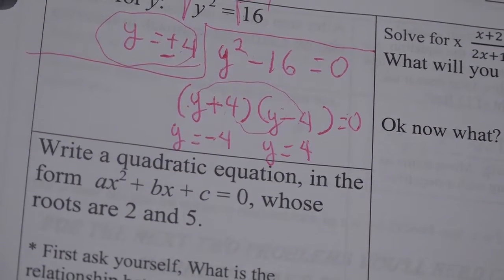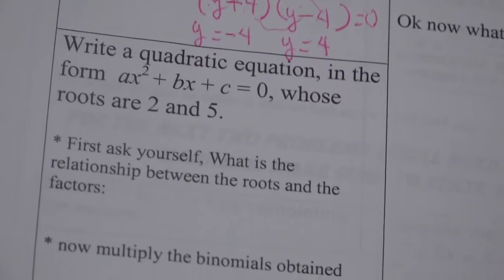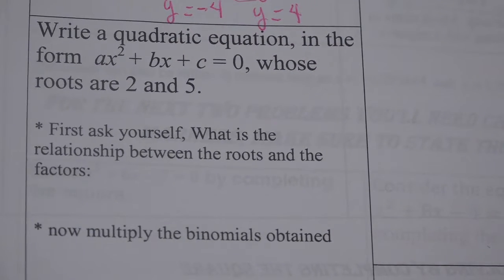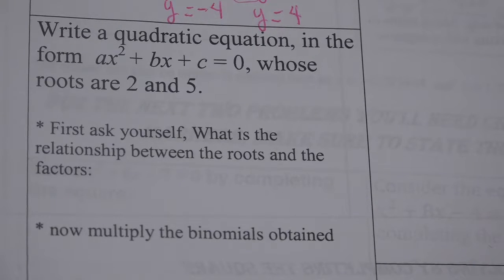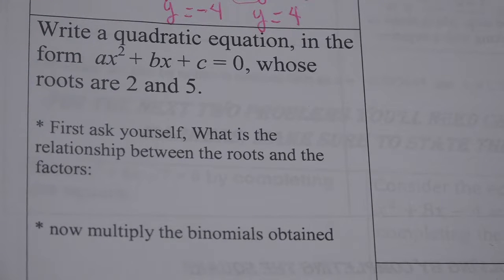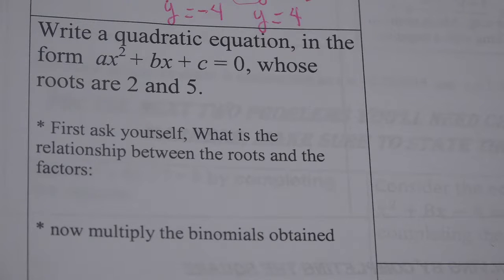Okay, so let's read this one. Write a quadratic equation in the form of ax squared plus bx plus c equal to 0, whose roots are 2 and 5.